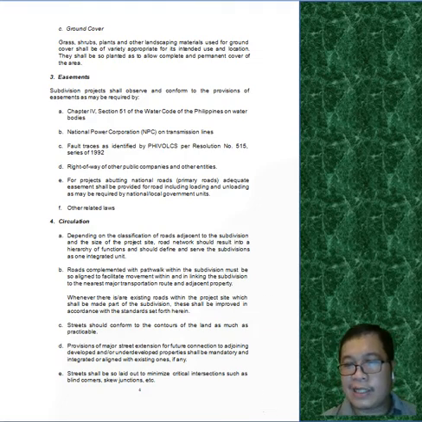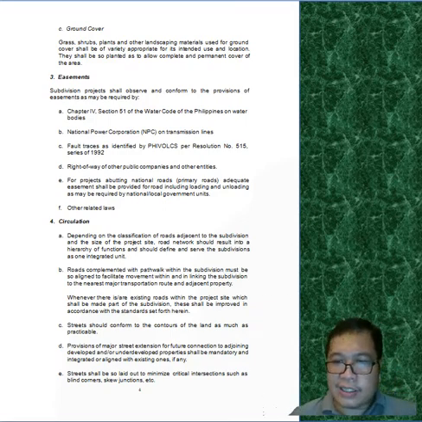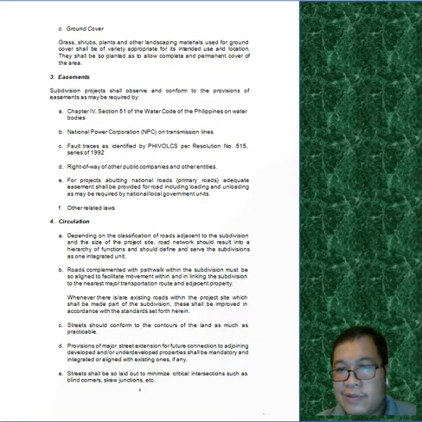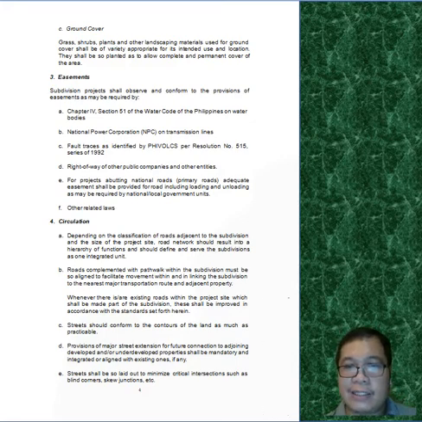This is important, class, especially when your development is near a body of water, such as a river, a lake, or the sea. Then you have the National Power Corporation transmission lines, fault traces as identified by PHIVOLCS, and right of way of other public companies and other entities. For projects abutting national roads, adequate easement shall be provided for the road, including loading and unloading, as may be required by the national government units and other related laws.